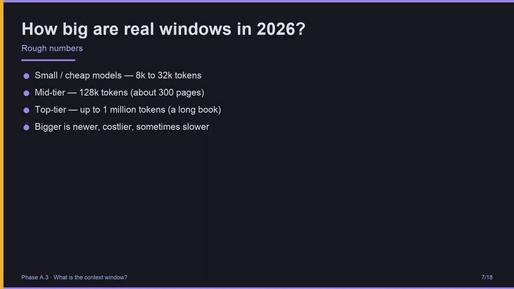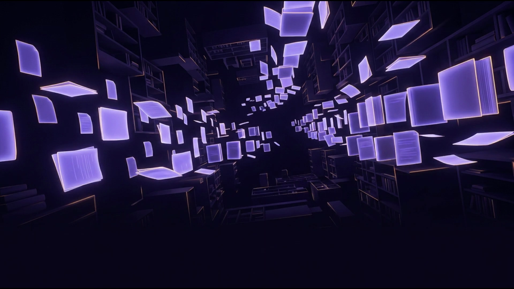How big are real windows in 2026? Small or cheap models tend to offer 8,000 to 32,000 tokens. Mid-tier models usually offer around 128,000 tokens, roughly 300 pages of text. The top-tier models go up to 1,000,000 tokens, a whole long book. Bigger is newer, costlier, and sometimes slower. For most everyday work, even the small end is plenty. 1,000,000 tokens is a whole book. 8,000 is a few pages. Most chats fit comfortably in the small end.